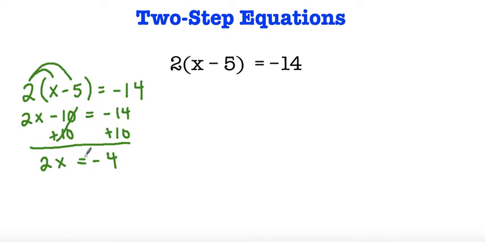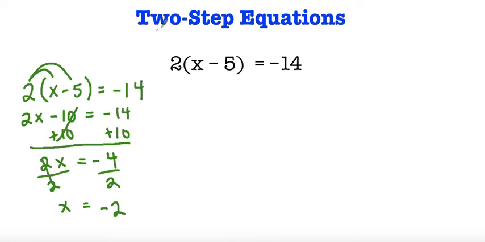In order to get x by itself, I'm going to have to divide by 2 on both sides. So 2 divided by 2, remember that's 1. 1x is the same as x. So I'm going to just write x. And then negative 4 divided by 2 is negative 2. And that's it. Later I'm going to come back so we could check this answer.